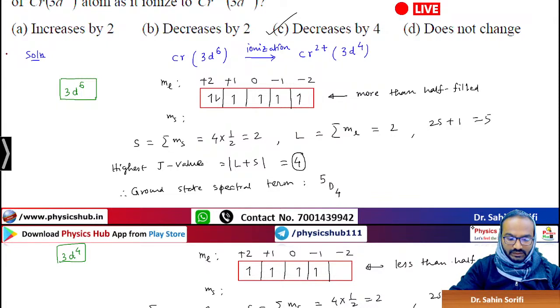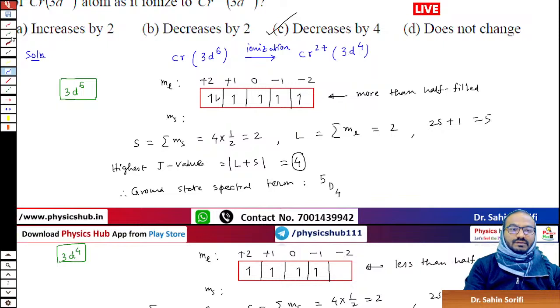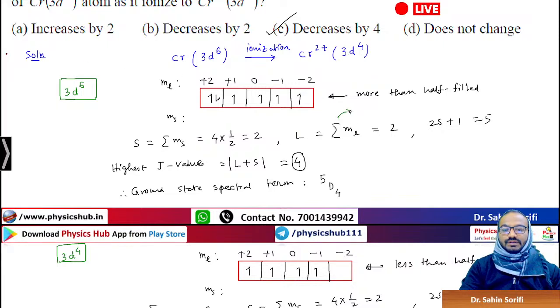Should we add only the unpaired cell? No. You see how ML is coming. If I talk about here, plus 2, plus 1, plus 0, minus 1, minus 2. So for the pairing also it is plus 2. That is why we ultimately get 2.